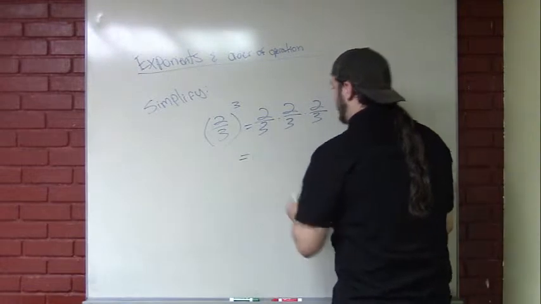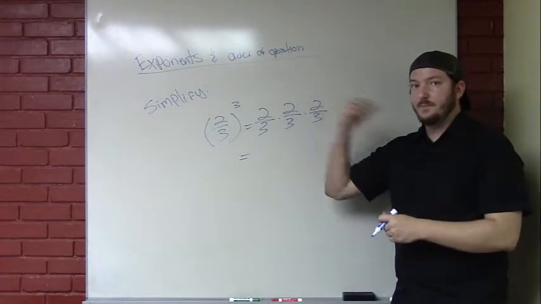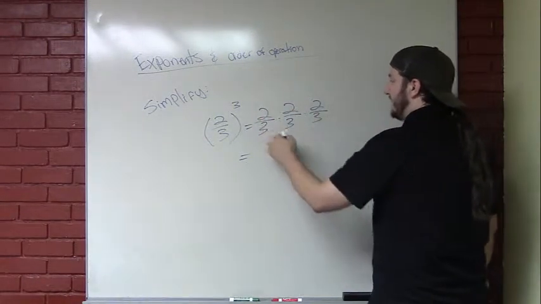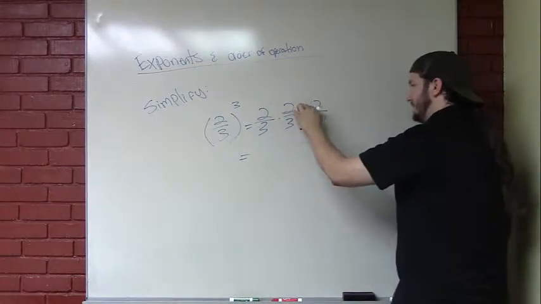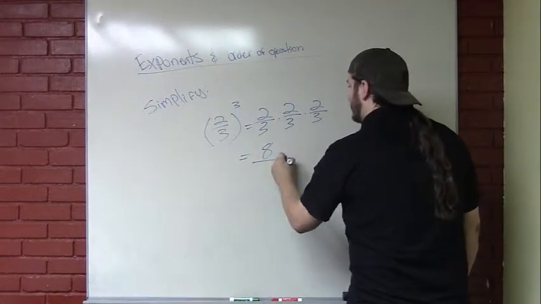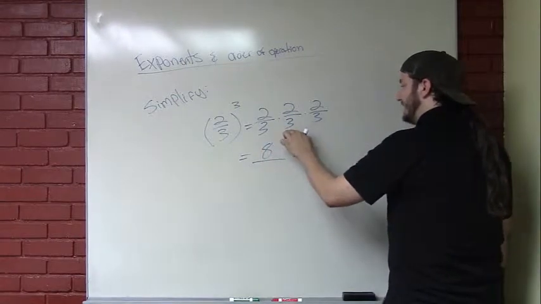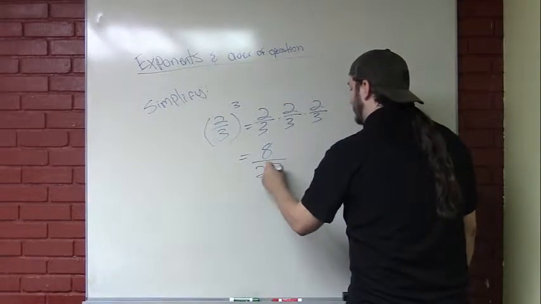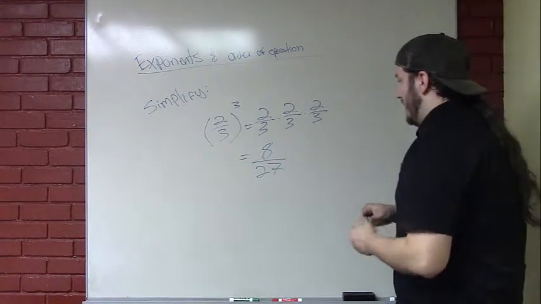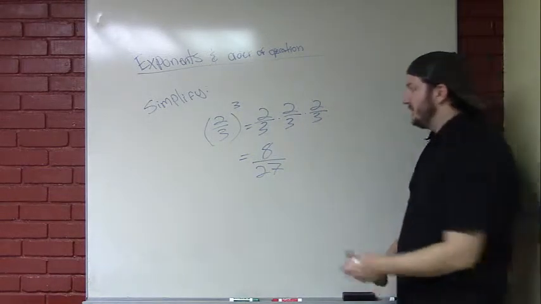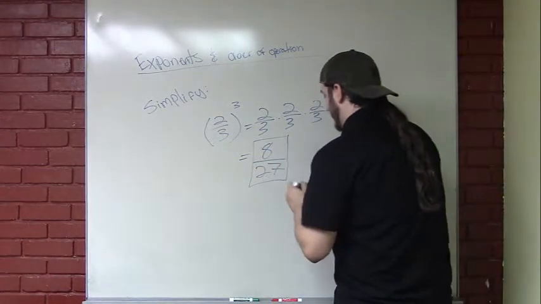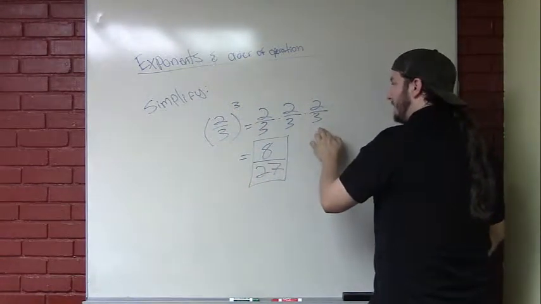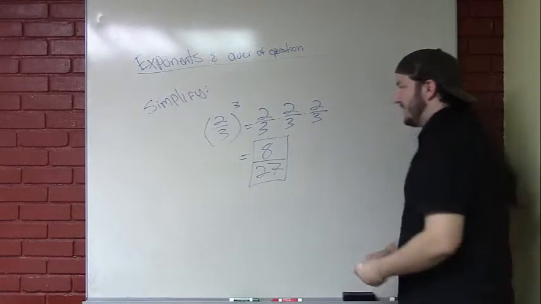So when you're multiplying fractions, you just multiply the top numbers and you multiply all the bottom numbers. So if you multiply the tops, 2 times 2 times 2 is 2 times 2 is 4 times 2 is 8, divided by 3 times 3 is 9 times 3 is 27. And that guy does not reduce, so that is your answer. So 2 over 3 to the 3rd power can be rewritten as this, and it's equal to that.